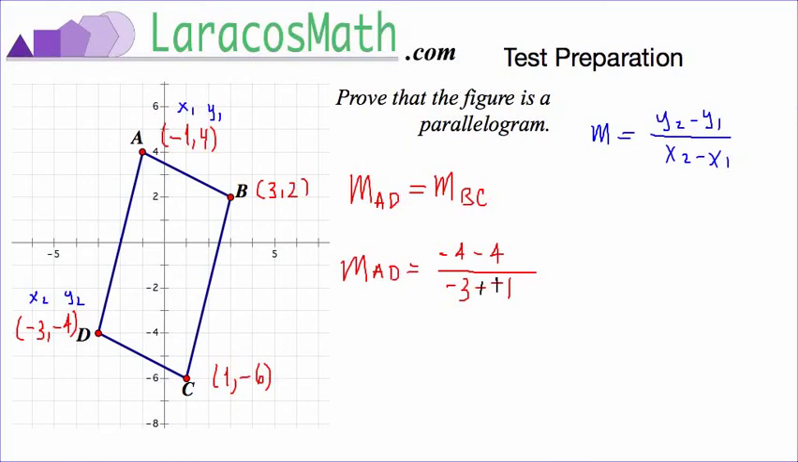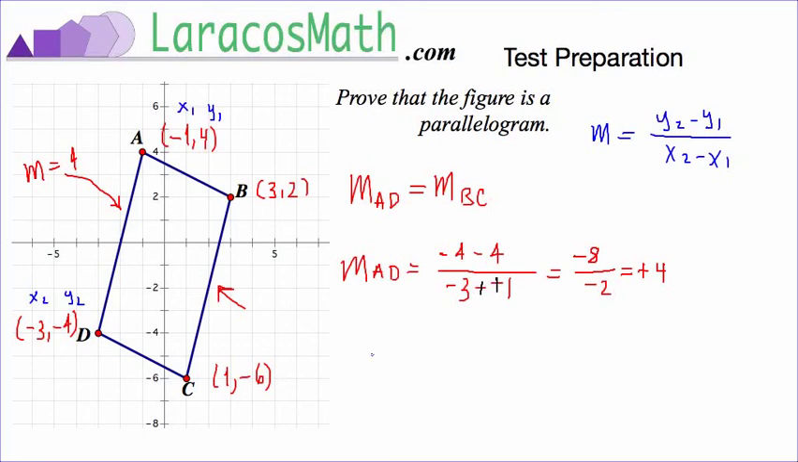So what I need to do now is add numbers on top. This is -8. And the numbers on bottom is -3 plus 1. This is -2. And then I make this division. So negative divided by another negative is positive, and 8 divided by 2 is 4. So this slope is 4. So let's check if this slope is also 4.